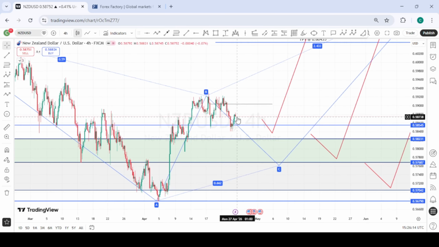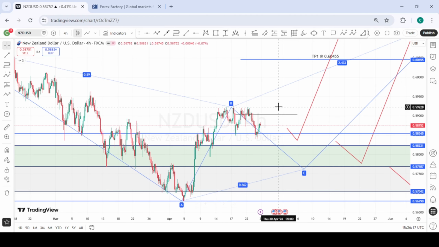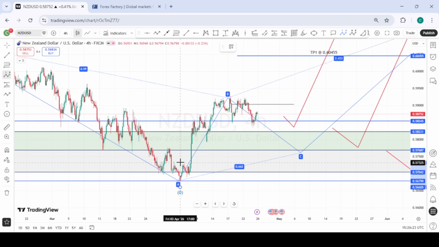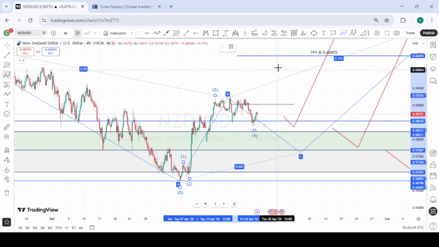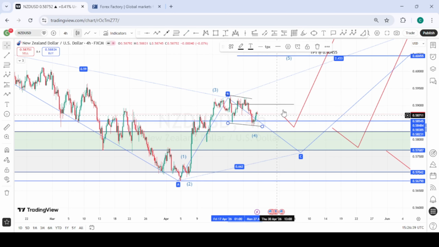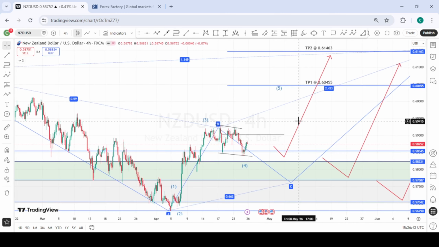So this will be the wave 1, wave 2, wave 3, wave 4. We are looking forward to wave 5. So this is a flat correction, a possible flat correction right here, and price can just continue to the bullish side. So what we are looking forward to is a daily structure shift.